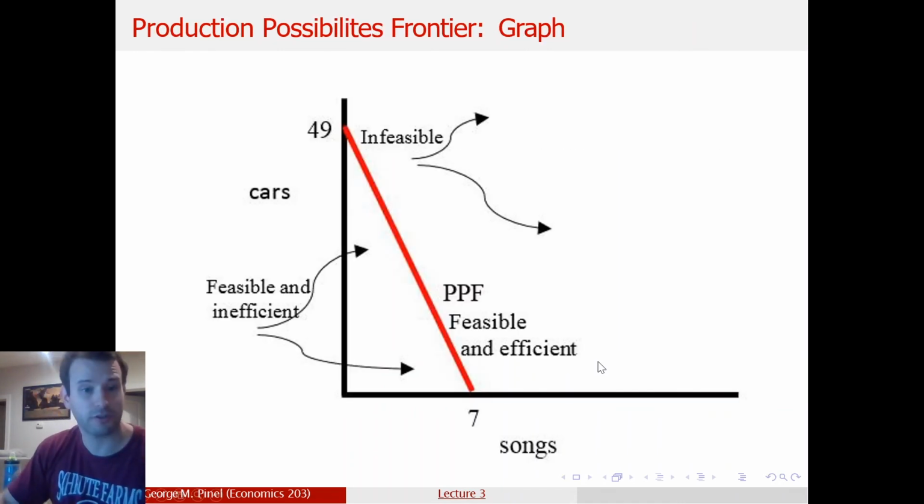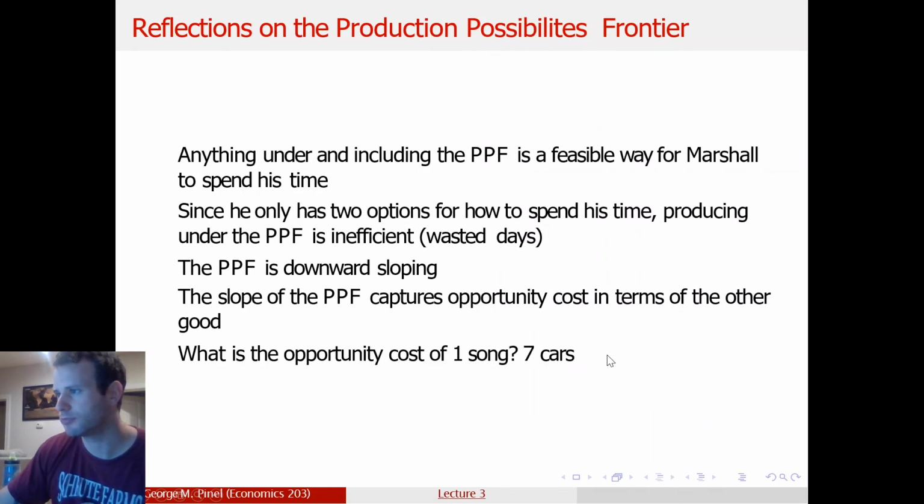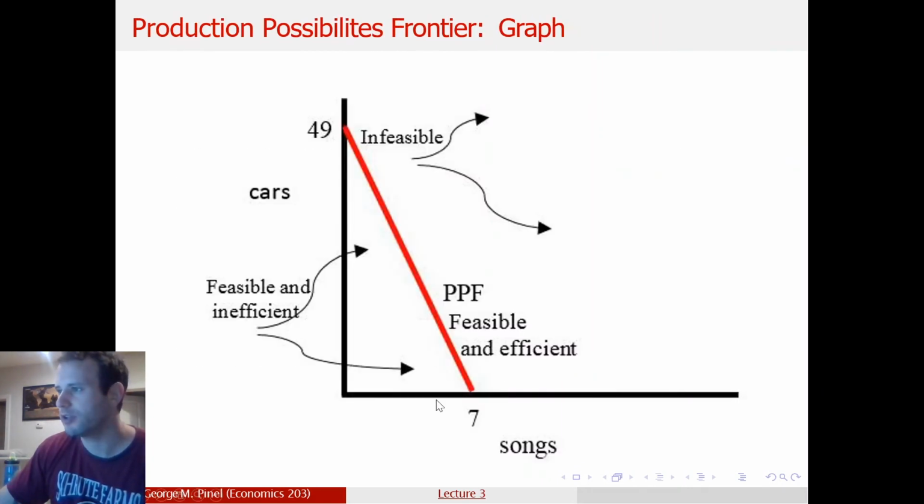I'm going to repeat that one more time because that was very succinctly put. The opportunity cost is pictured as the negative slope of the x-axis good in the PPF. Okay, so what is the opportunity cost of 1 song? 7 cars, right? So if we look at the slope, it'll be -7, right? 49 minus 0 divided by 0 minus 7. It's another way of doing it, change in y over change in x. So -7.